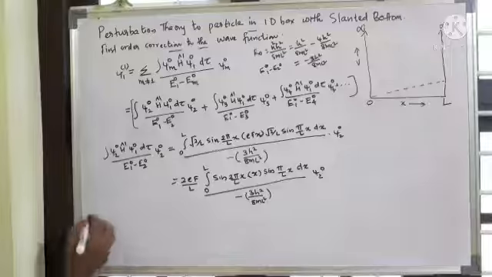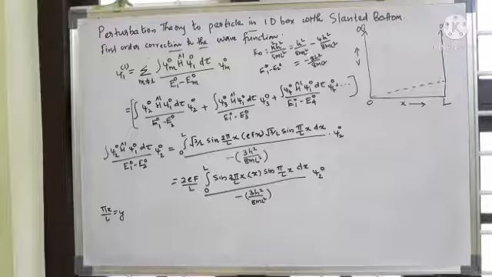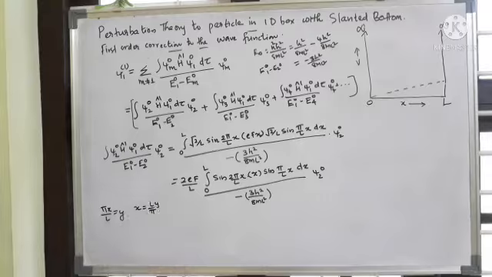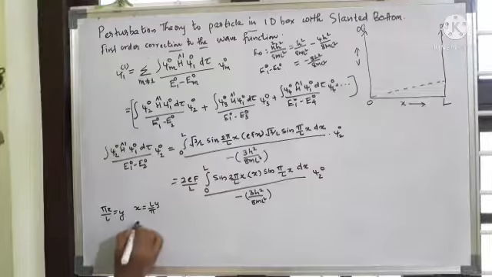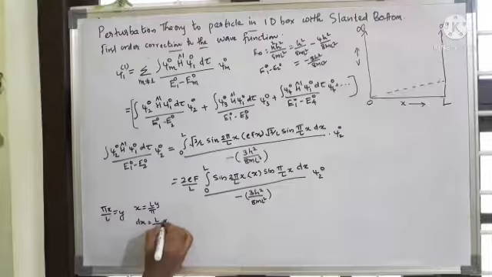Substitute pi x by L equal to y. If pi x by L equal to y, so that x equal to what? x equal to L by pi into y, and dx is L by pi dy.